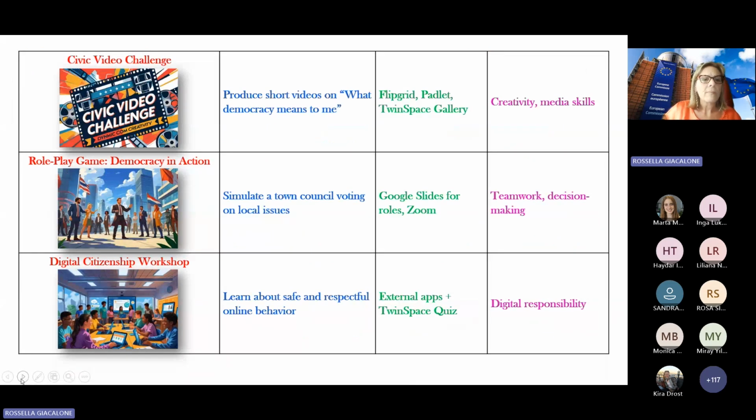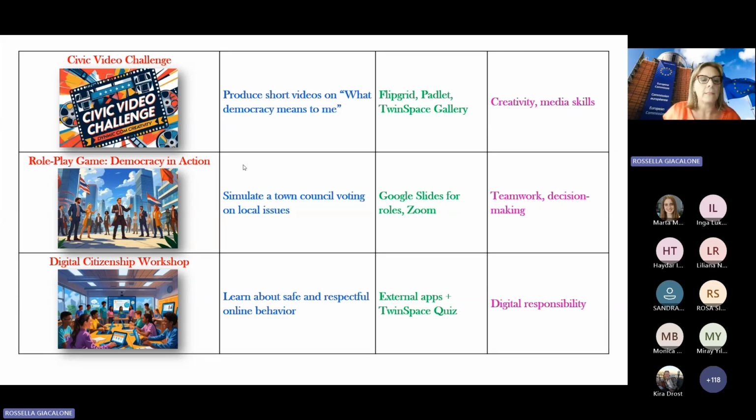Another activity, civic video challenge. And this word is very important for us, the idea of challenge, in which the students can produce a short video on what democracy means to me, for example, or means to other peers in the eTwinning platform. I can use Flipgrid, I can use Padlet, I can use the TwinSpace Gallery, I can use other tools and other platforms. And the outcome is, of course, creativity and media skills.